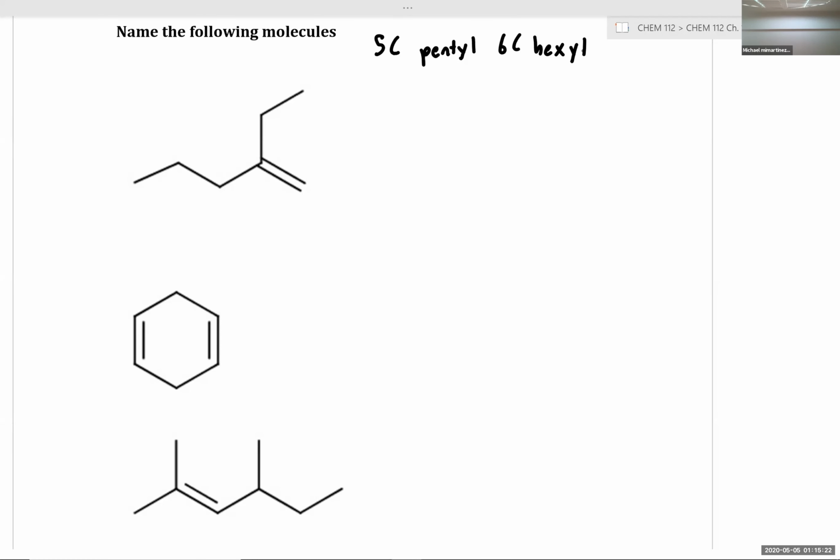Okay, so let's work on these 3 examples, A, B, and C. Let's spend about 5 to 6 minutes on each of these examples, and I'd like you to come up with a name for each of these alkenes. You're welcome to message me your proposed name for each of these alkenes in the chat.